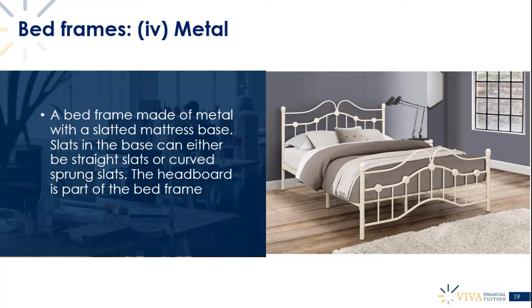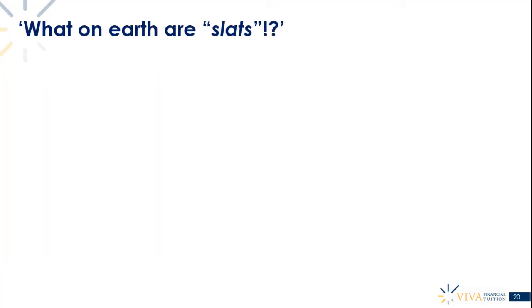And then finally, we have the metal frame. This is a bed frame made of metal, unsurprisingly, with a slatted mattress base. Again, slats in the base can either be straight slats or curved sprung slats, and the headboard is part of the bed frame. Okay. Now, you might be asking, what on earth are slats?